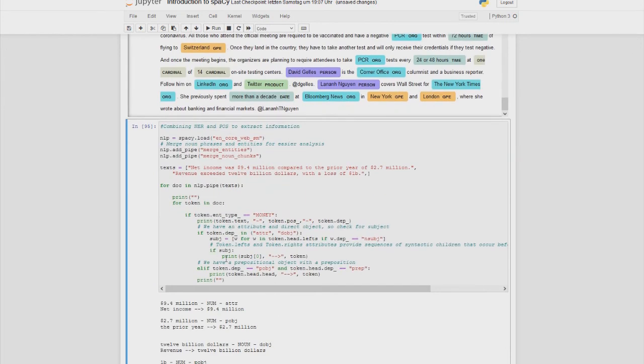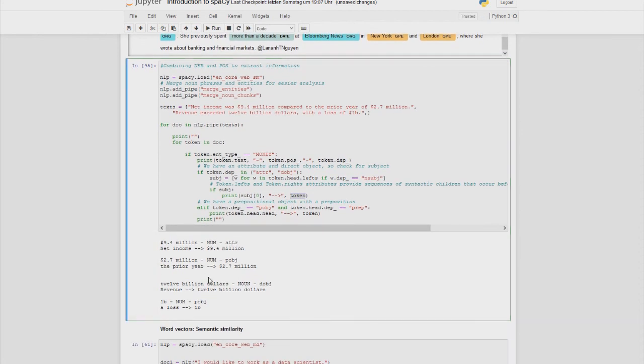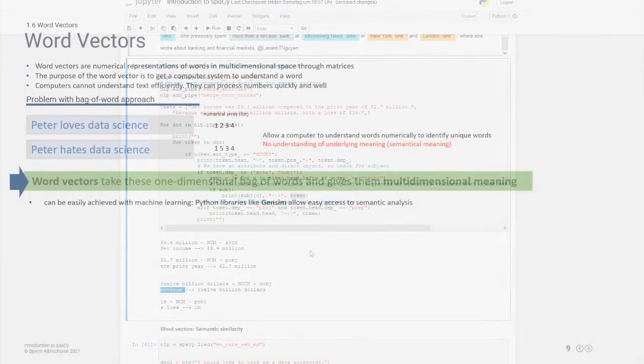And then I just want to print basically the subject. So now I want a nominal subject that is basically related to our money token, and this would be the output here. So we can see that we now find the context in which the money entities come up. We see this number 2.7 million. It has been used in the context of prior year, and that, for example, $12 billion was used in the context of the current revenue.